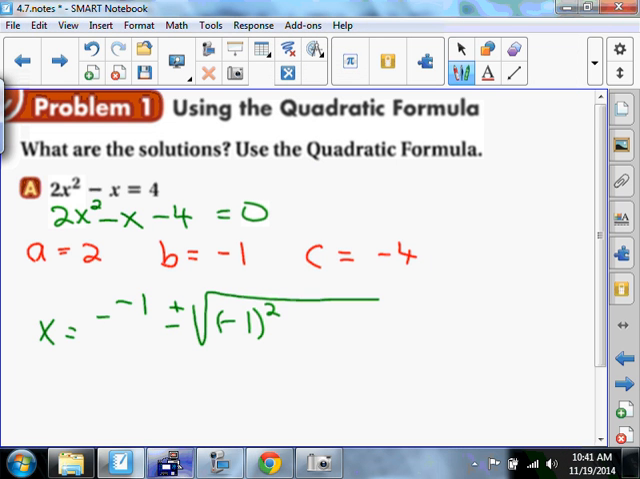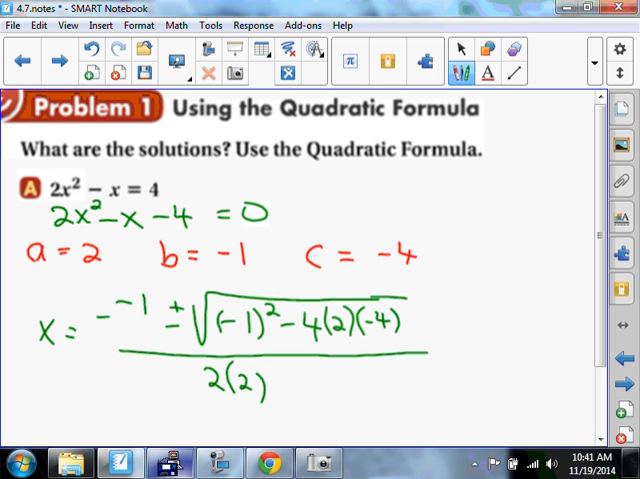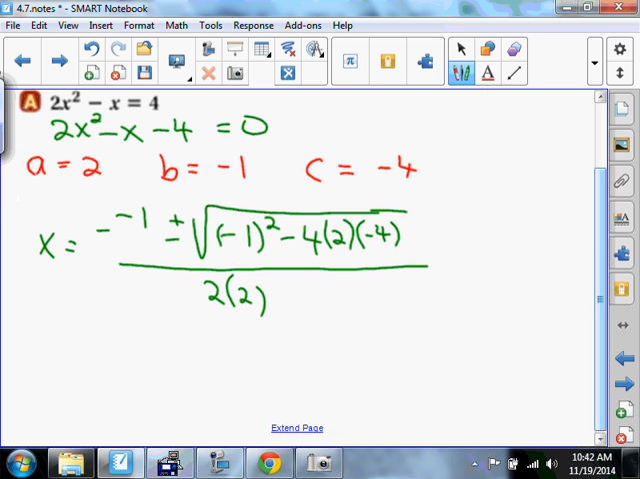Anyway, so it's b squared minus 4 times a, so 4 times 2 times c, so times -4. My square root still encompasses that. This is all over 2a, so all over 2 times 2. Is everybody all right with the setup? Okay, we're almost done. I think 2 more steps and we'll have it.